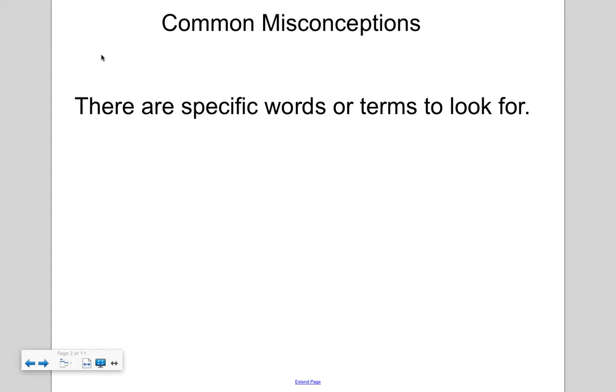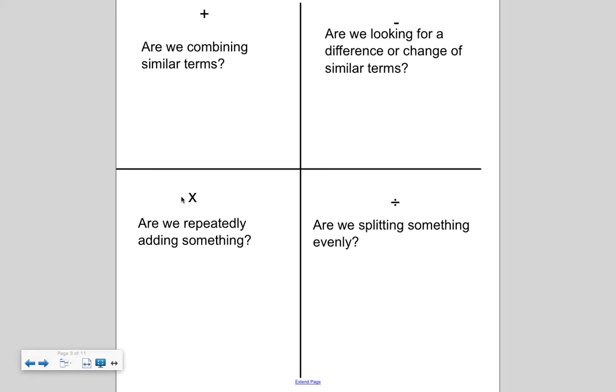You really have to throw out the idea of looking for words and instead look for different ideas. I'm sure you're familiar with this little quadrant graph that I've given you. There are four operations. You can either add, subtract, multiply, or divide. What we do when we add is we're looking for combining similar terms. What I mean by that is we're adding apples with apples or miles with miles. We can't add 5 apples and 6 bananas. They have to be the same unit or the same term.